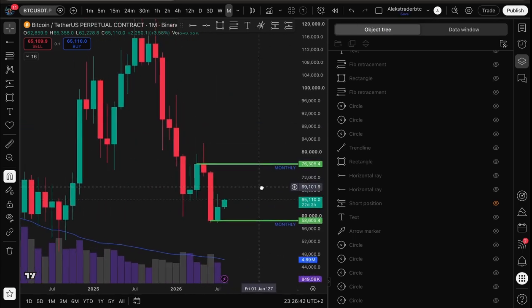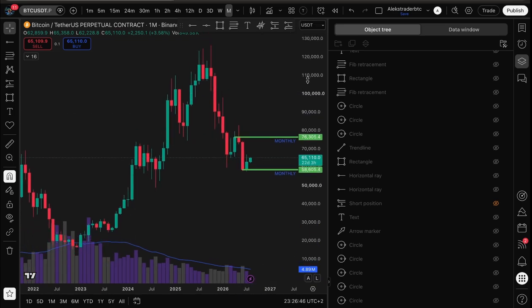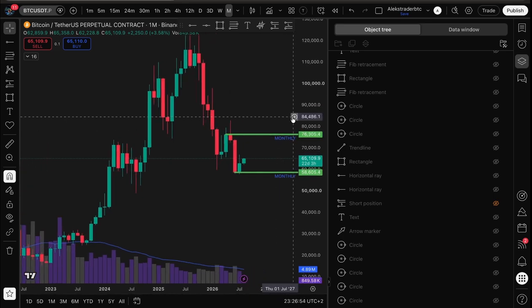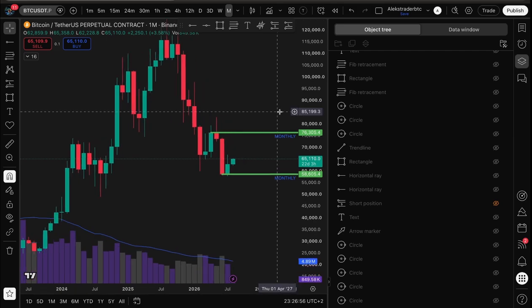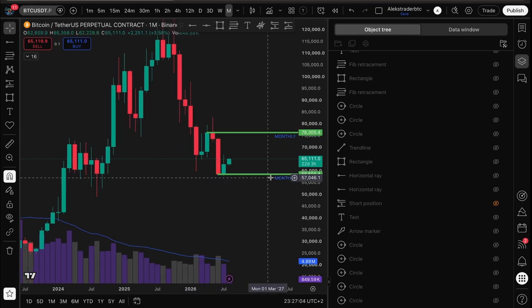Something I like to watch on the monthly, though it's not so relevant there, is my first thought: is this level around a key high on the bigger time frames, or a key low? Not so much here, but these are definitely a key high locally, and this is also a key high on the bigger time frame, a key low. On the monthly it's not so relevant, but on the daily and 4 hour, it's very relevant.